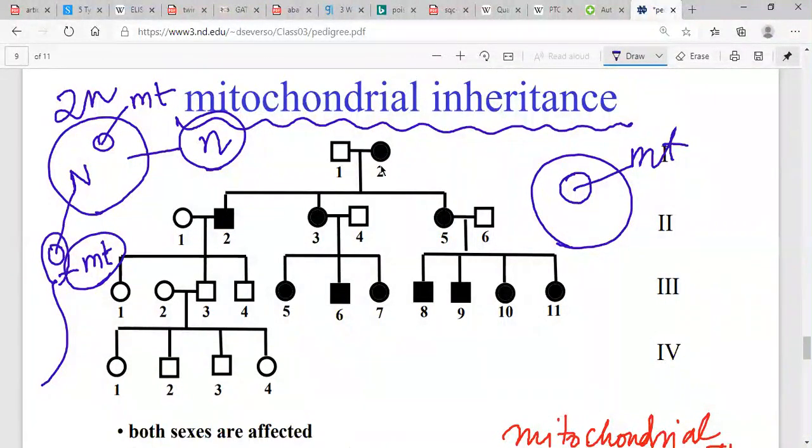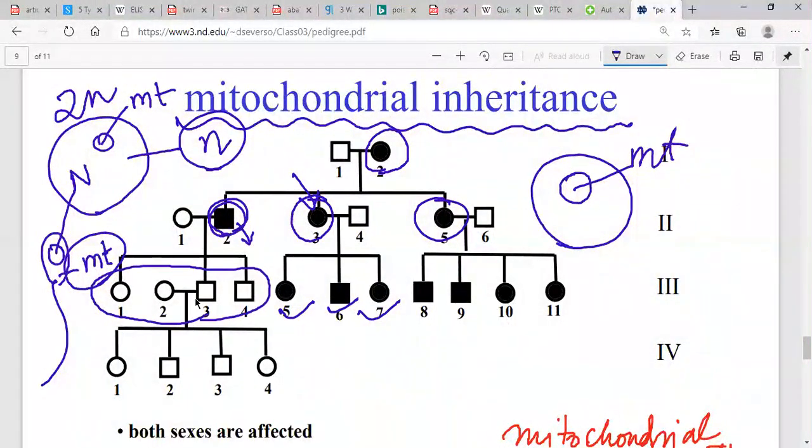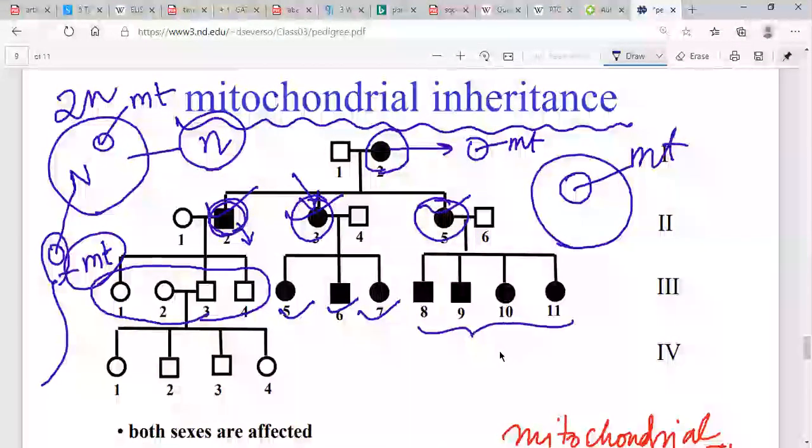So you can see, if the female is affected, all the sons and daughters will be affected. But if the male is affected, the sperm cannot transfer the mitochondria to anybody, so nobody will be affected. Here the ovum carrying the mitochondria will be transmitted to the males and to daughters. Here one female is affected, so what will happen? 8, 9, 10, 11, all offspring will carry the mitochondrial inheritance.